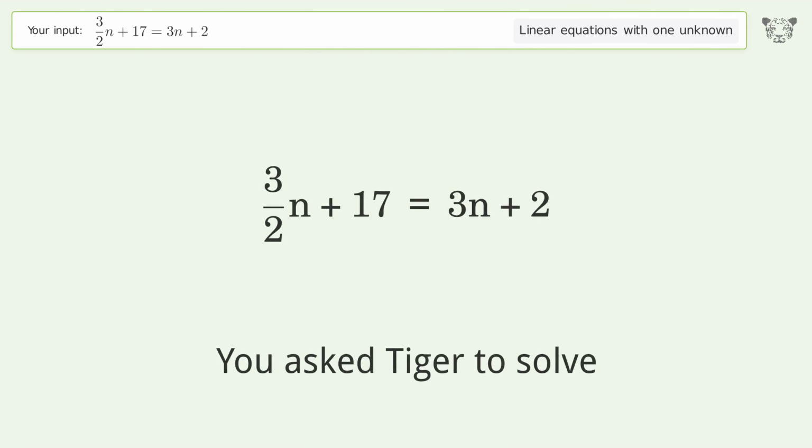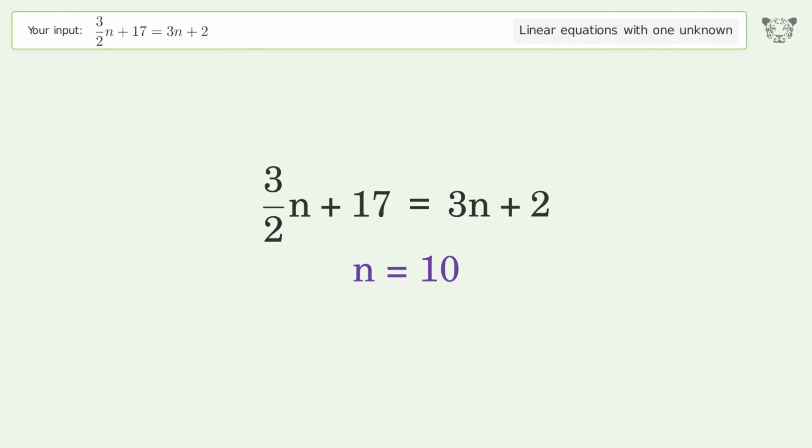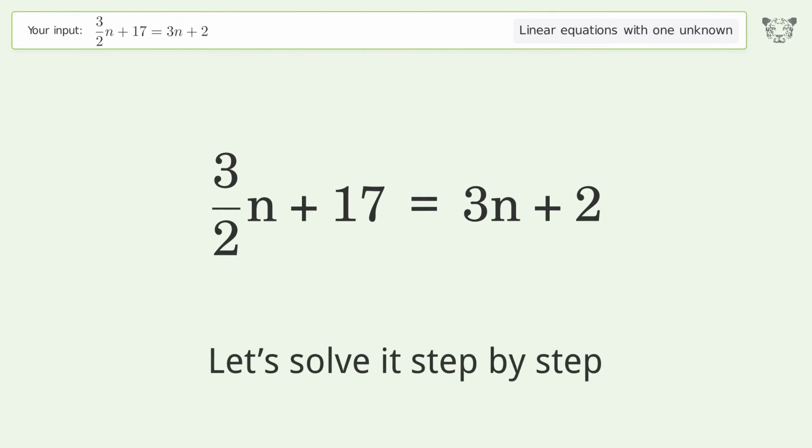You ask Tiger to solve. This deals with linear equations with one unknown. The final result is n equals 10. Let's solve it step by step.